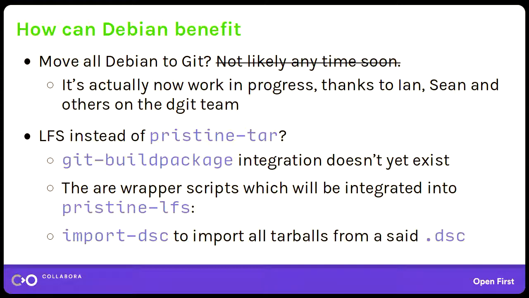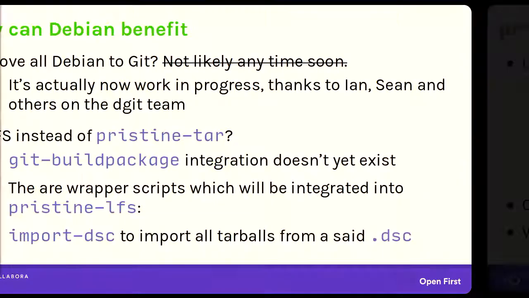We've got Salsa, which supports LFS, and I actually use it on a couple of my packages already. It's not integrated with Git build package, but it's basically a simple matter of code. I've got a couple of wrapper scripts which we use in Apertis, and I'm probably going to integrate them into pristine LFS. Oh, there's one line missing on this slide. Basically, there's a script to import tarballs from a DSC, and a script to automatically export the tarball for the currently checked out version.